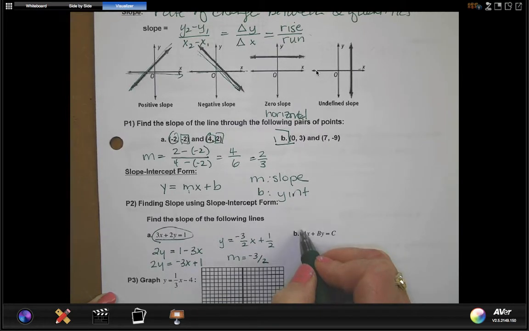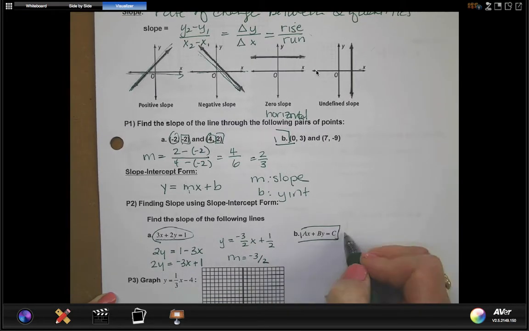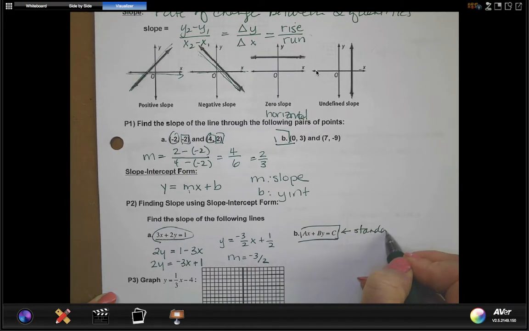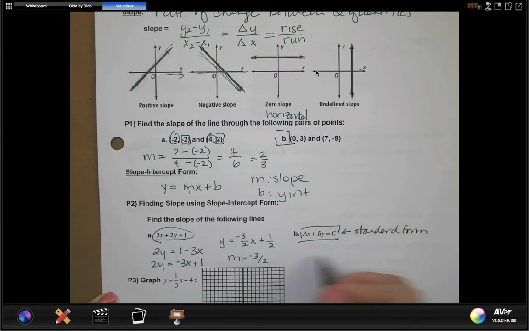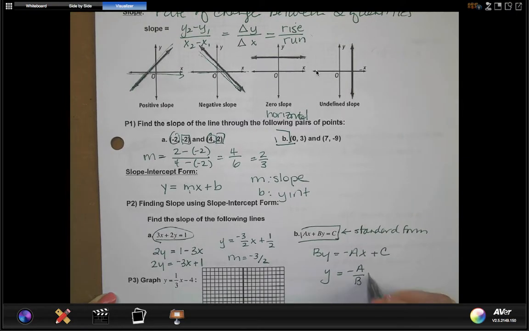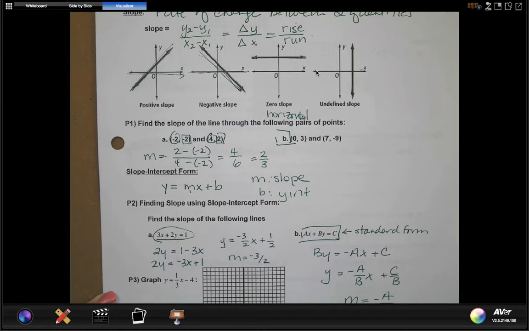This right here, where it says ax plus by equals c, this is called standard form. But again, we can rearrange this. So we want to solve for y. So by is equal to negative ax plus c. Divide everything by b. So then the slope here is negative a over b.